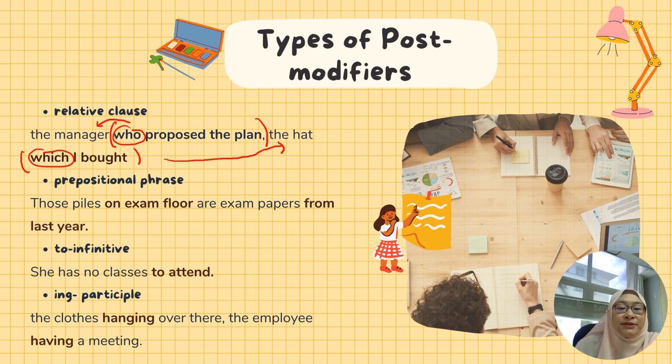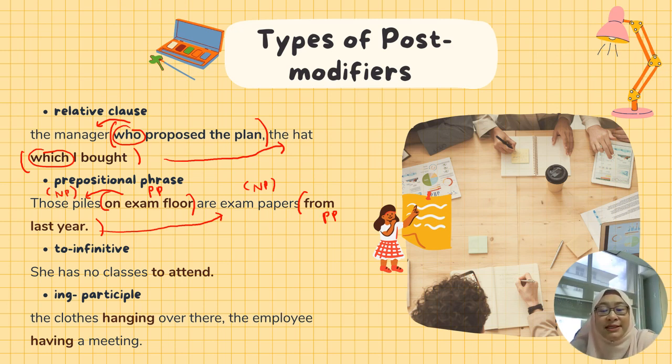And then next we have the prepositional phrase. For example, those piles on exam floors are exam papers from last year. On exam floors is a PP, or prepositional phrase. From last year is also a PP. On exam floors modifies the noun phrase those piles, while from last year modifies the noun phrase exam papers. So a noun phrase can be modified by a prepositional phrase.